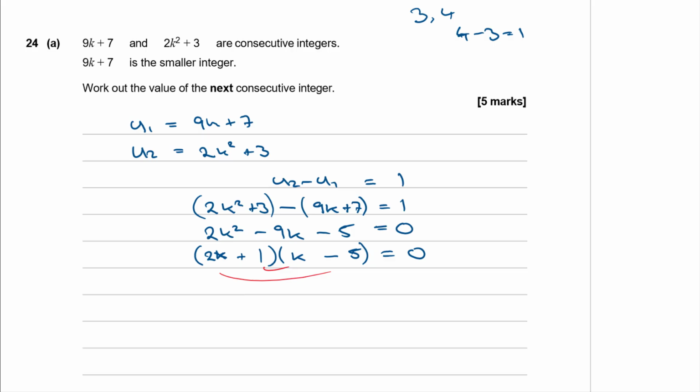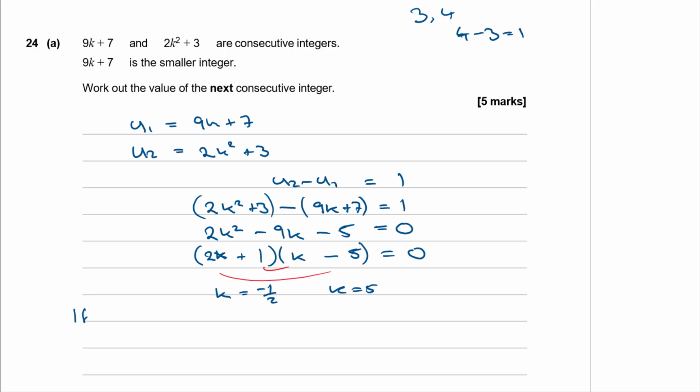So that gives me k is equal to, from the first one, if 2k plus 1 is 0, then 2k is minus 1 and k is minus 1 over 2, or k is equal to 5. Now it does say that 9k plus 7 is the smaller integer. So does that matter? I'm wondering if we can have both these solutions. So I'm just going to check and see if one of those answers is invalid, because it would mean one term is bigger than the other, and it shouldn't be that way around.